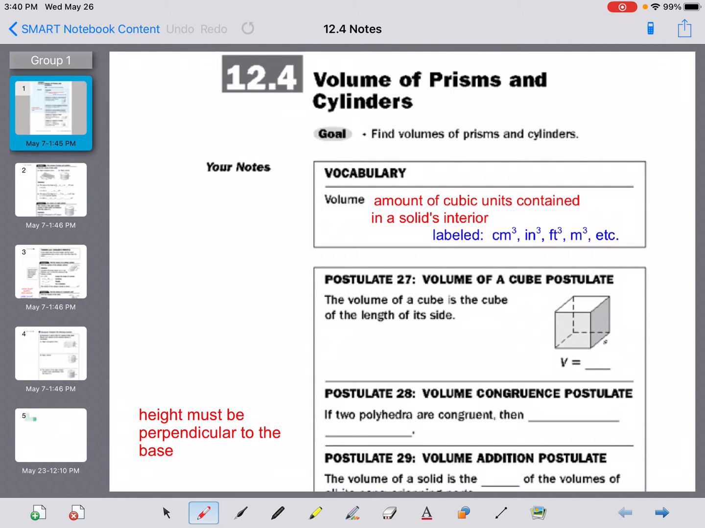All right, here's notes on 12.4, volume of prisms and cylinders. So earlier this chapter, we looked at a lot of surface areas, and now we're switching to volumes, which is the amount of cubic inches contained, or units contained inside a solid's interior.